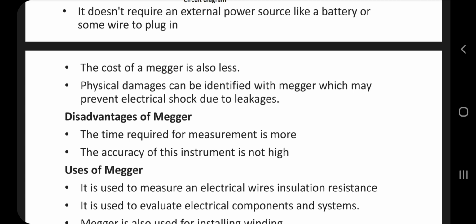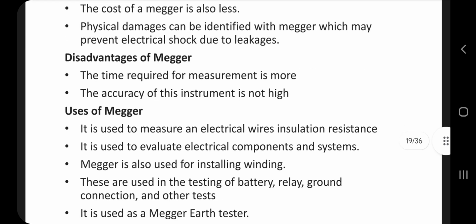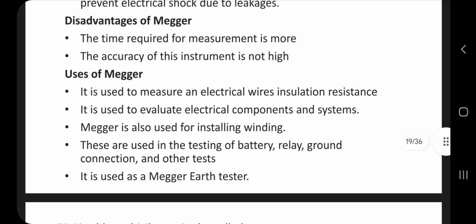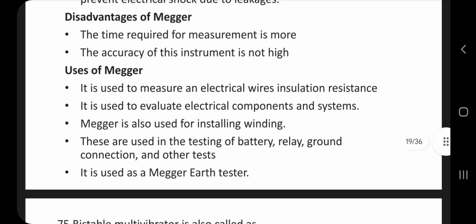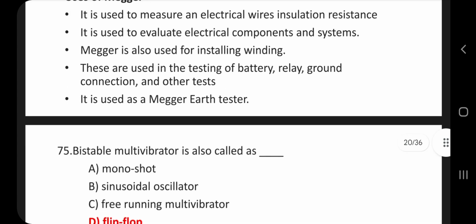Disadvantages of Megger. The time required for measurement is more. The accuracy of this instrument is not high. Uses of Megger. Megger is used to measure an electrical wire's insulation resistance. It is used to evaluate electrical components and systems. Megger is also used for installing winding. They are used in the testing of battery, relay, ground connection and other tests. Megger is used as a Megger earth tester.